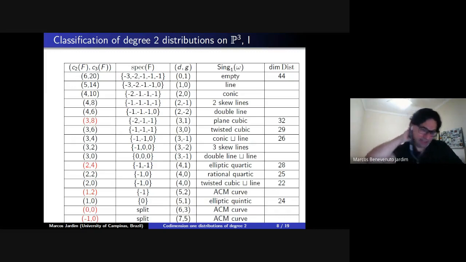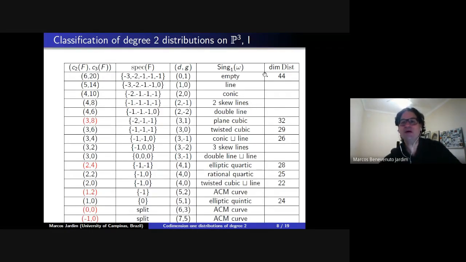And this big table here is the classification of the degree 2 distributions on P3. So this first column here is all the possible Chern classes of the tangent sheaves. Again, I highlighted in red the places where the integrable distributions occur. So these are the possible Chern classes for the foliations. This third column here gives you the degree and genus of the one-dimensional part of the singular set of the distributions. And here is a description of the possible singular loci of one-forms of degree 2.